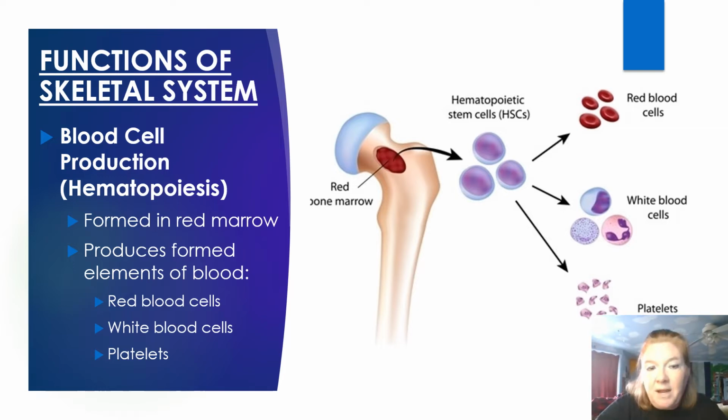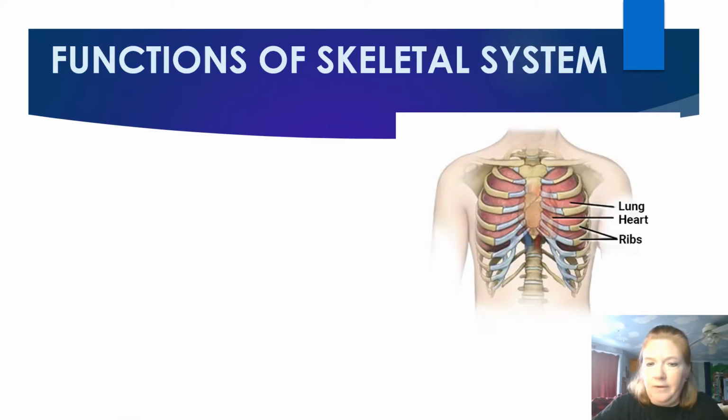So red marrow, hematopoiesis, blood cell formation, the formed elements of blood. Red blood cells, erythrocytes. White blood cells, leukocytes. Platelets, thrombocytes. All right, what else?